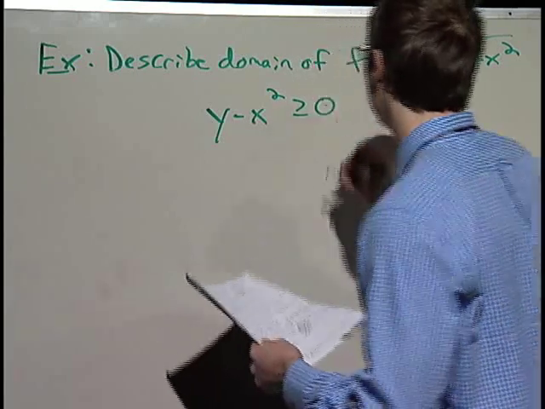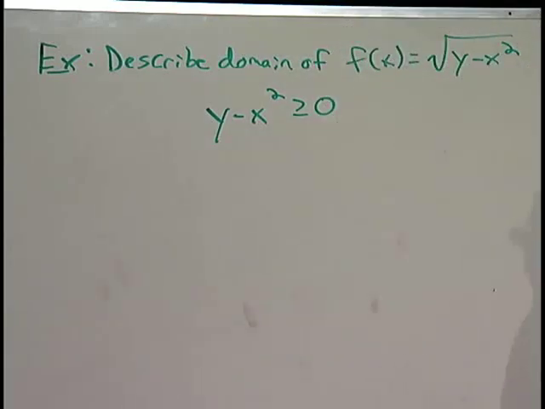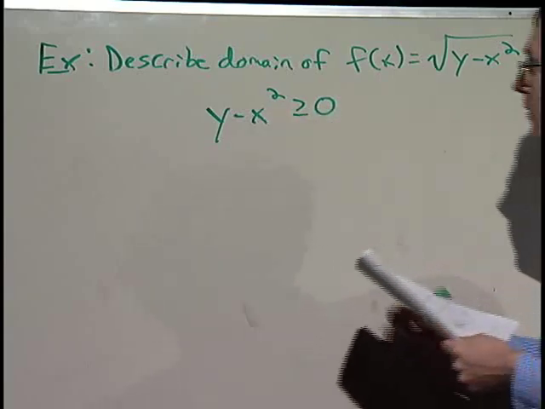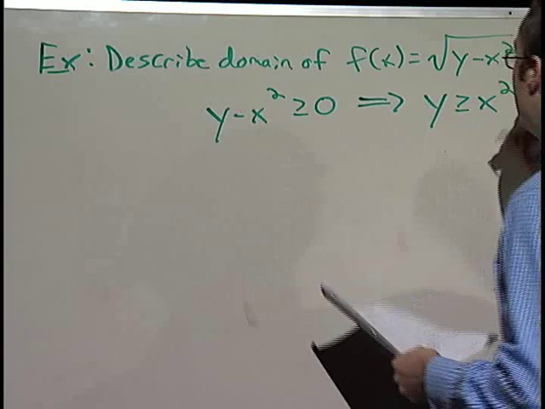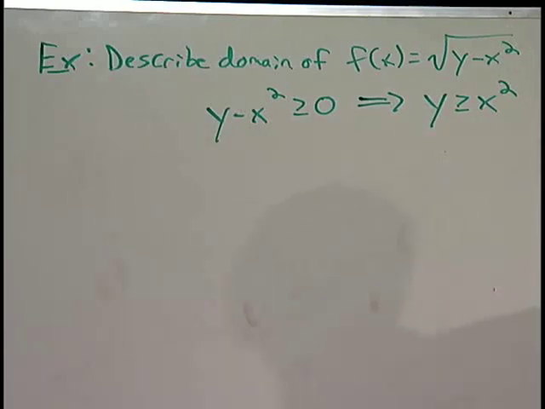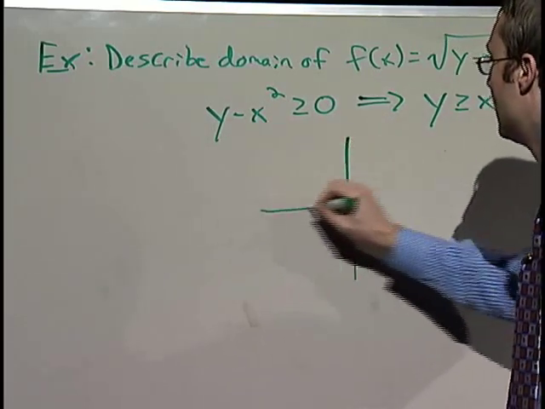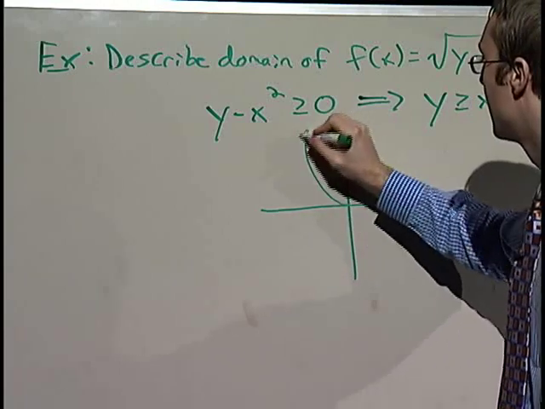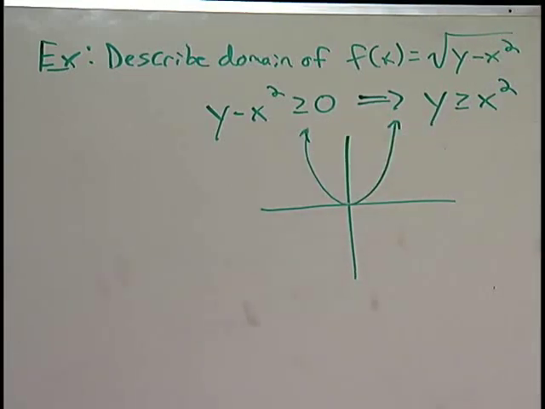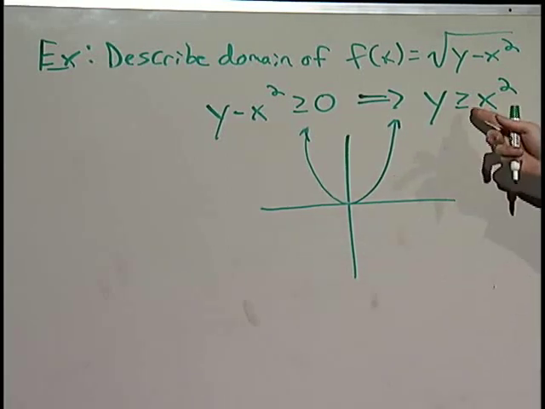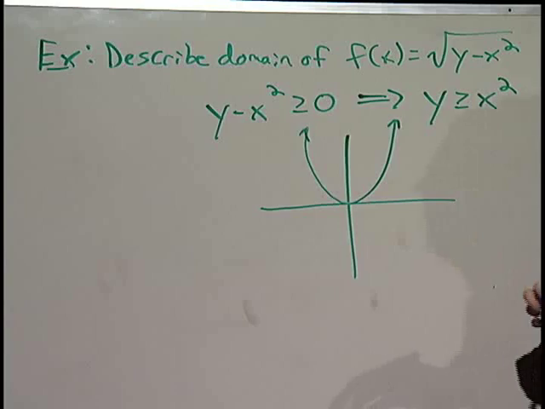Our process is still the same. The stuff inside the root must be non-negative. So it's got to be greater than or equal to 0. All right? So the implication here is that y is greater than or equal to x squared. Well, again, we have the xy plane. There's the parabola y equals x squared. Well, that's in the solution set because the equality is here.